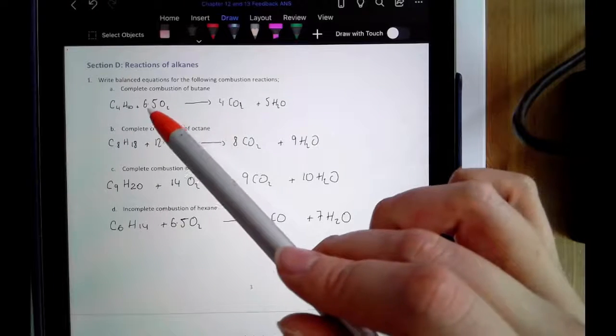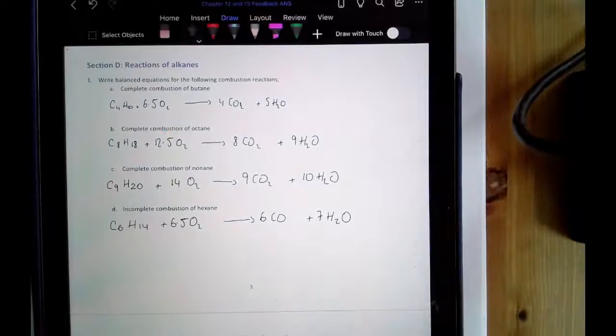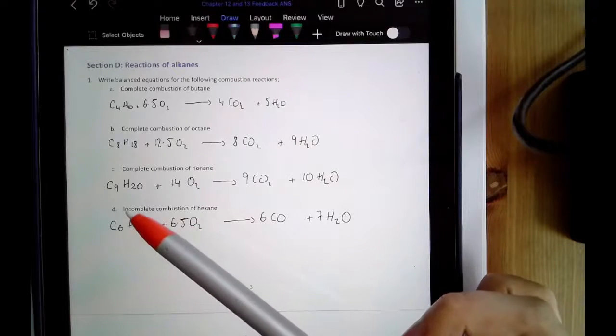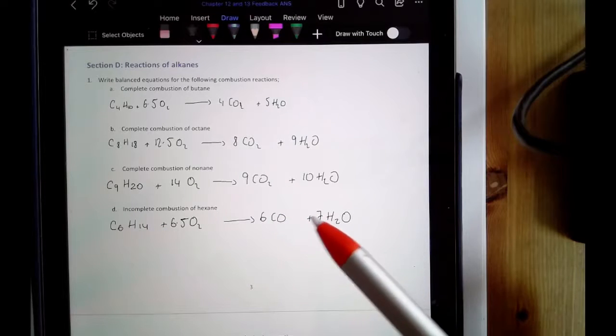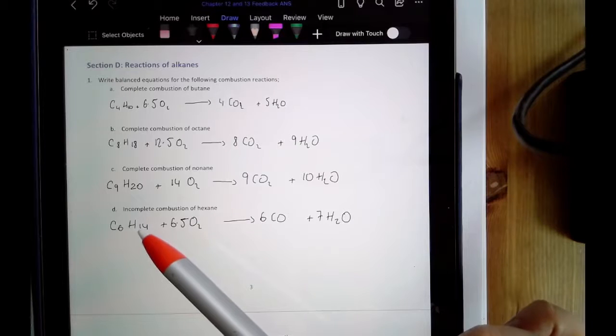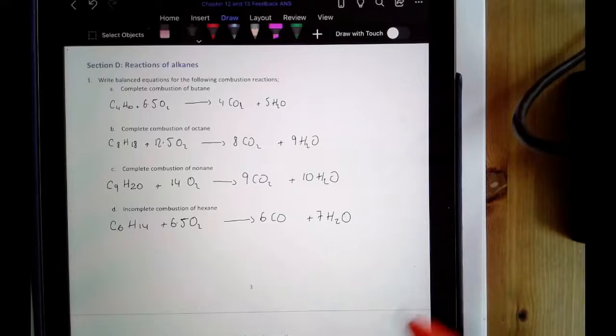You can use decimals, you could write a fraction, so 6.5, or you could put it as 13/2. You can do a top heavy fraction. In the last example, you're asked for incomplete combustion, so instead of writing CO2, I'm writing CO, hexane, C6H14, and then you balance your equation. So hopefully those were okay.